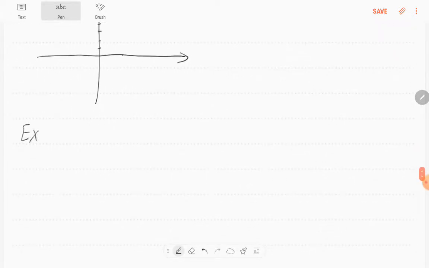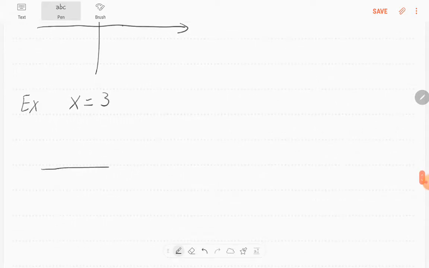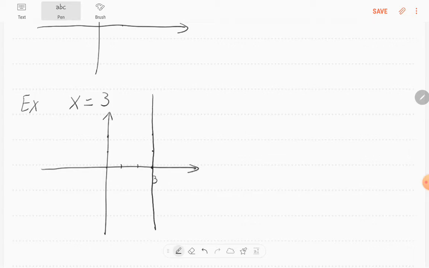Another one is x equals 3. That means no matter what the y value is, x is always 3. So when y equals 0, this is 1, 2, 3, x equals 3. When y equals 1, x equals 3. When y equals 2, it's also 3. No matter what y is, x is always 3. So you connect these points, which will form a vertical line. So if x equals a constant, it gives you a vertical line.